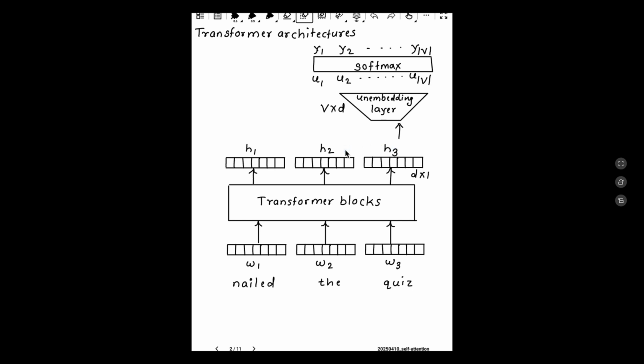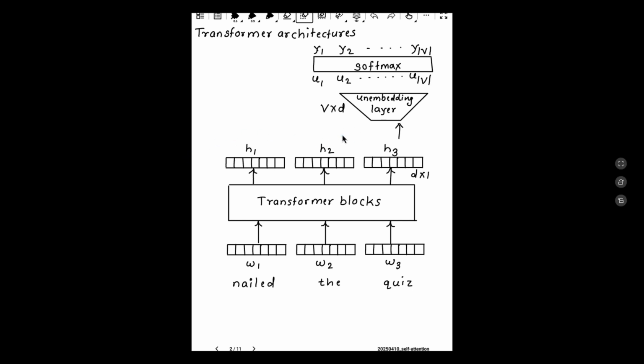Now you might be wondering, why is this output useful? This output is useful because in any language task, whether it's translation, summarization, question answering, or text generation, we need to understand the meaning of each word in context. And that's exactly what these output vectors H1, H2, H3 are designed to capture. Now let's connect this to language modeling.